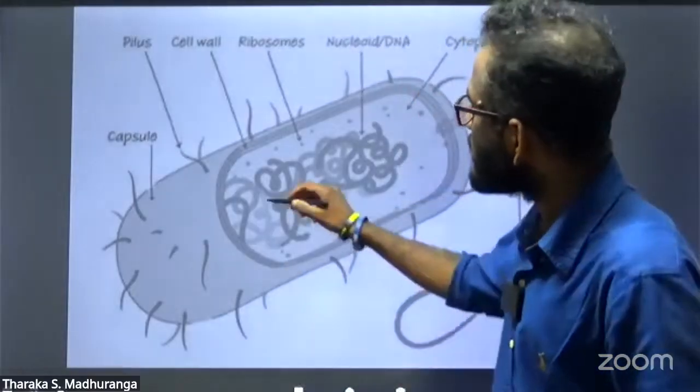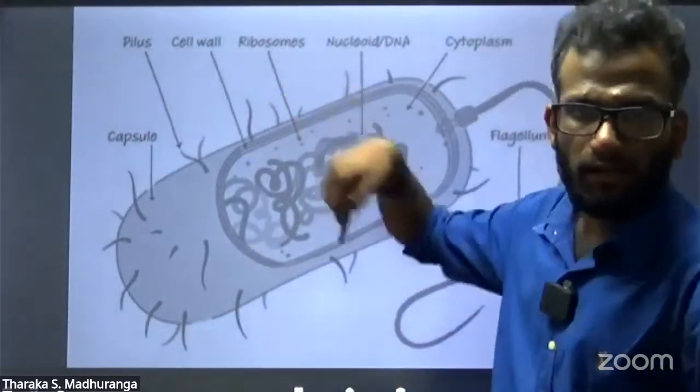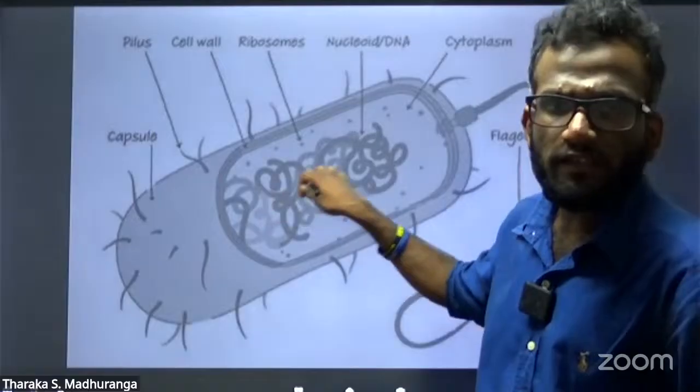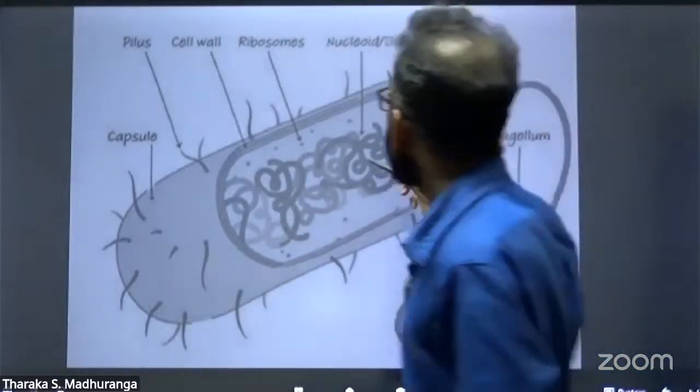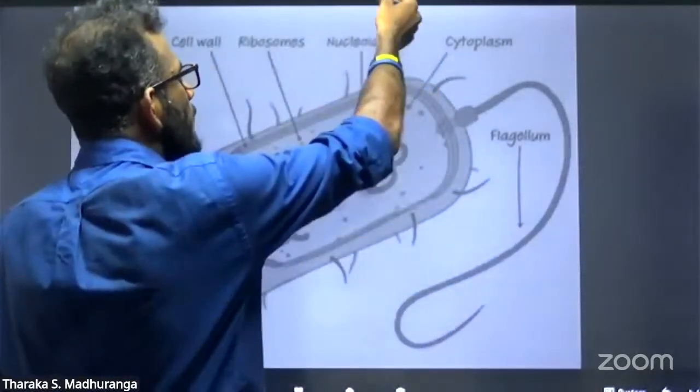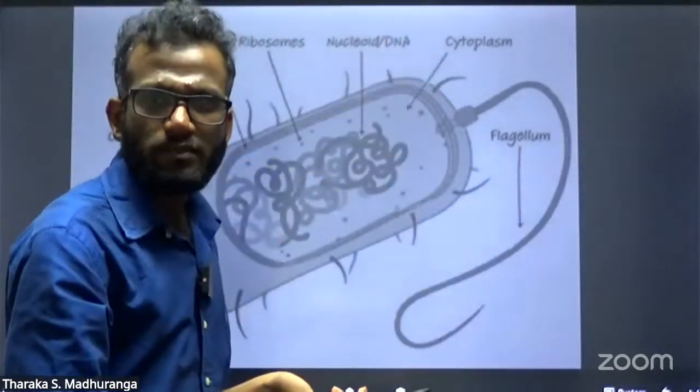Prokaryotic organisms don't have an organized nucleus. Therefore, you can see it is only a chromosome chain. They don't actually have a nucleus. They only have nucleotide, that means a DNA chain only.